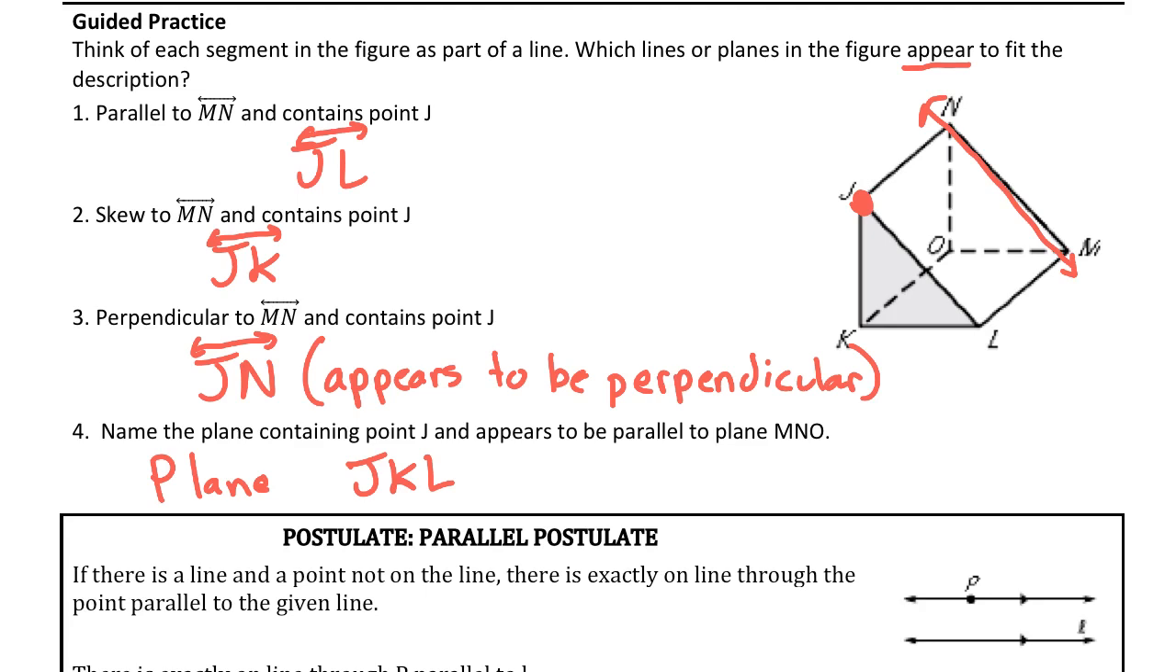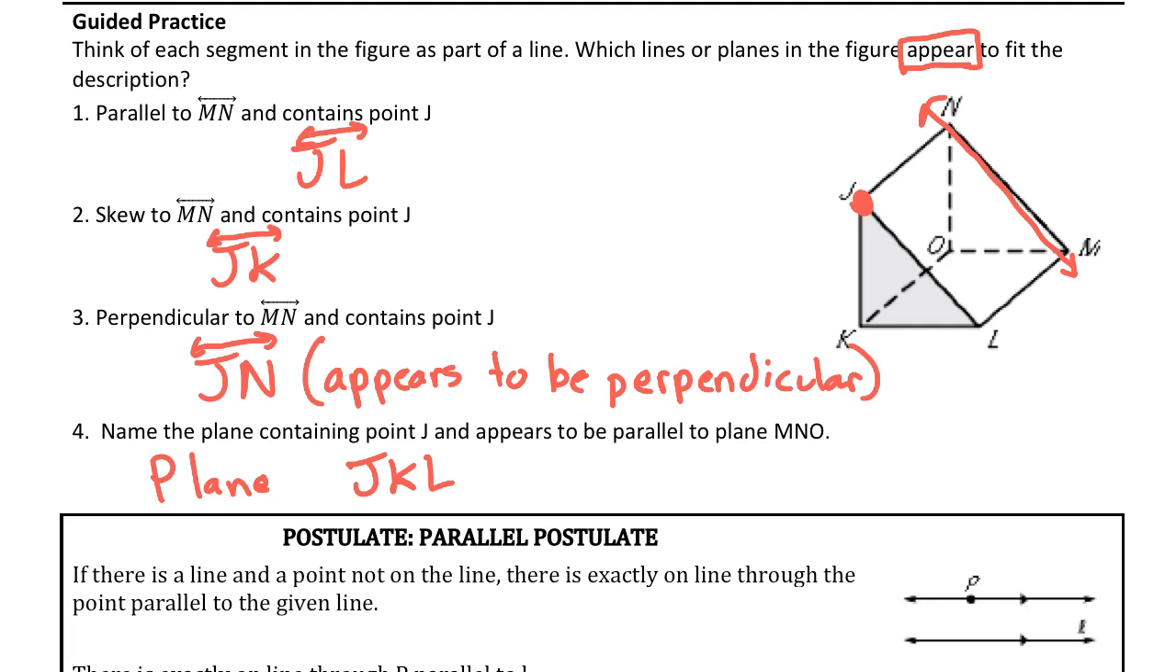And then for 3, it's a little tough to tell, but perpendicular, there's no sign for perpendicular, but it appears. That's why I kind of boxed that there. It appears to fit that description. So JN appears to hit that perpendicularly, and it goes through J. So the main thing is it has to go through J and fit the description. Okay? And then finally, the plane that contains point J and appears to be parallel.